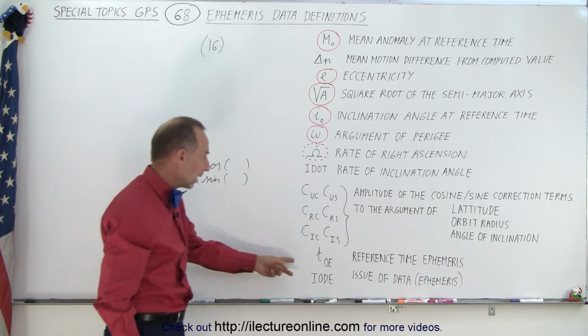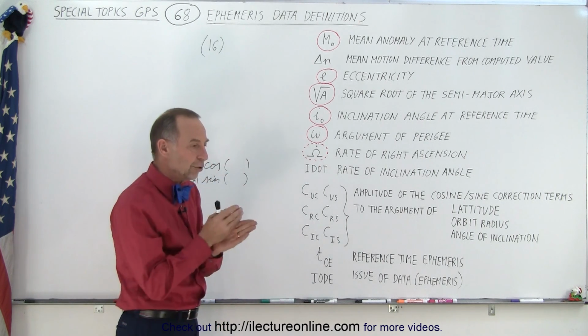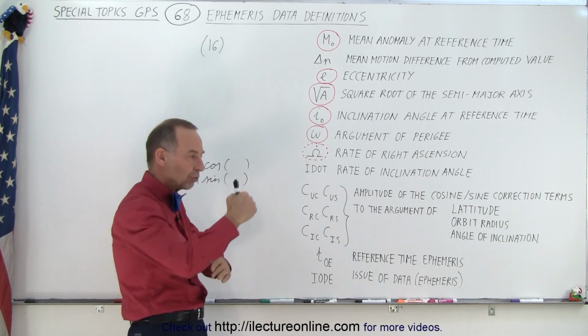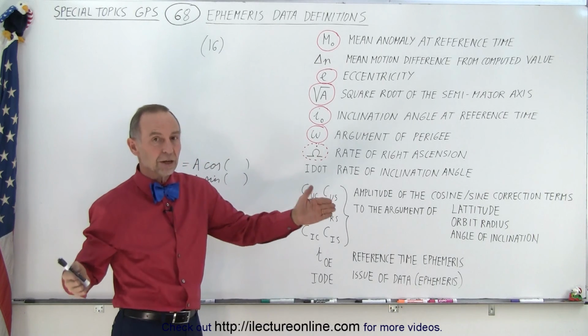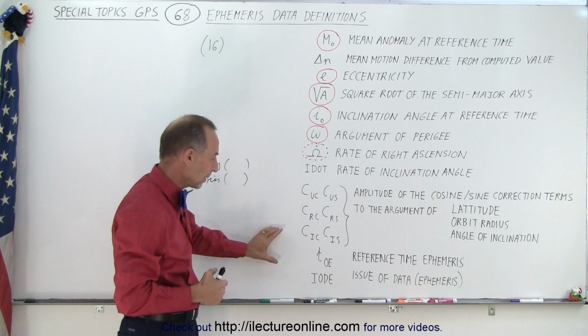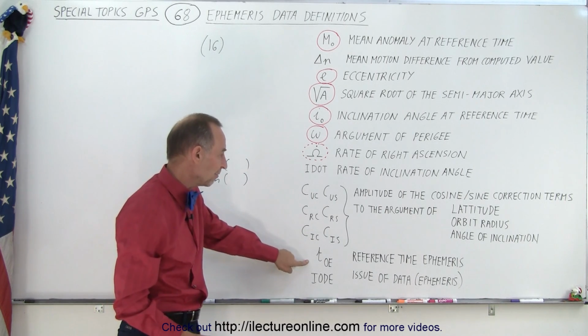Then finally we have 2 more items. We have the TOE, the time of ephemeris. In other words, remember that the ephemeris data usually is sent in blocks of 4 hours. We send 6 blocks every 24 hours. The ephemeris data is therefore good for a 4-hour period, and we want to know where in that 4-hour period we are, so that's the time of ephemeris.